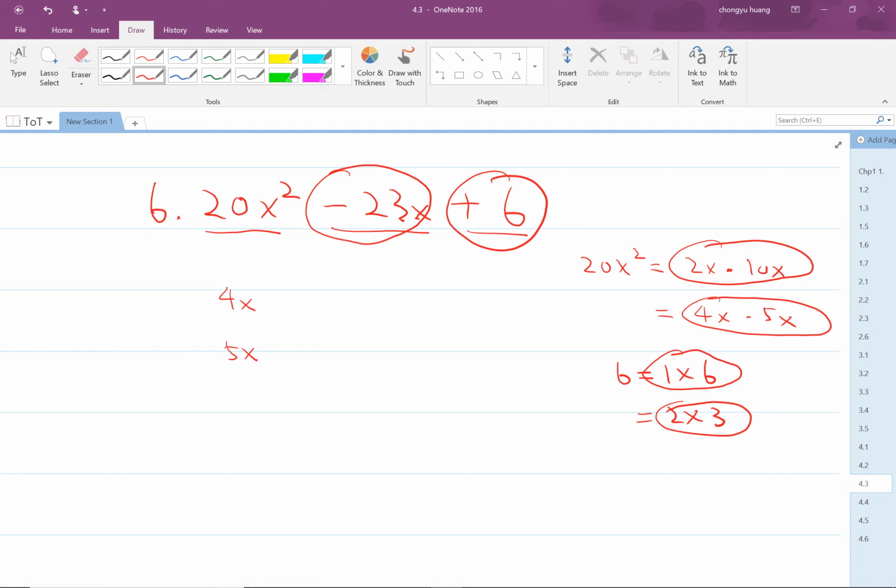But before you even try it, you need to think about it. Can those numbers, by doing the operations, give you negative 23? Over here we got 4x and then 5x. So we definitely need to pick some numbers over here, either 1 and 6 or 2 and 3, right? And you need to think about it before you actually try. You need to think about it, okay?